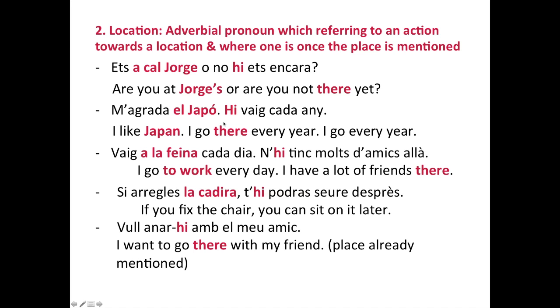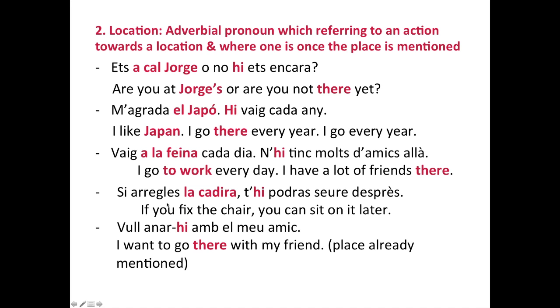"M'agrada el Japó, hi vaig cada any." I like Japan, I go there every year. In English we can even remove it and just say, I like Japan, I go every year. So the "hi" here replaces the location, where you're going, because you've already mentioned Japan. "Vaig a la feina cada dia, n'hi tinc molts amics allà." I go to work every day, I have a lot of friends there. Again, "hi" replaces the proper name of the work, the job.